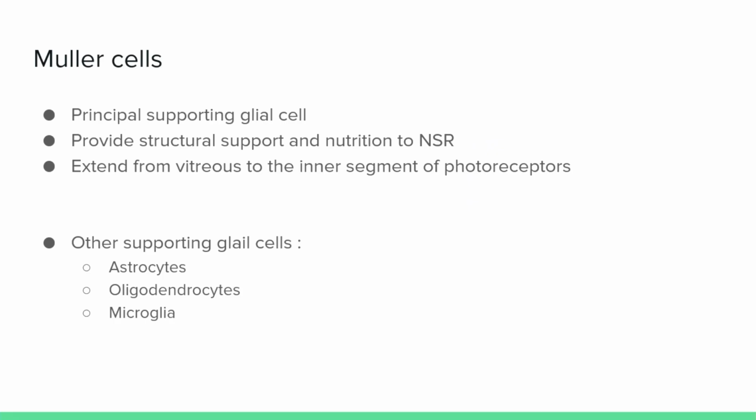Mueller cells are the principal supporting glial cells of the retina. They provide structural support and nutrition to the neurosensory retina, and extend from the vitreous to the inner segment of photoreceptors. Other supporting glial cells of the retina are astrocytes, oligodendrocytes and microglia.